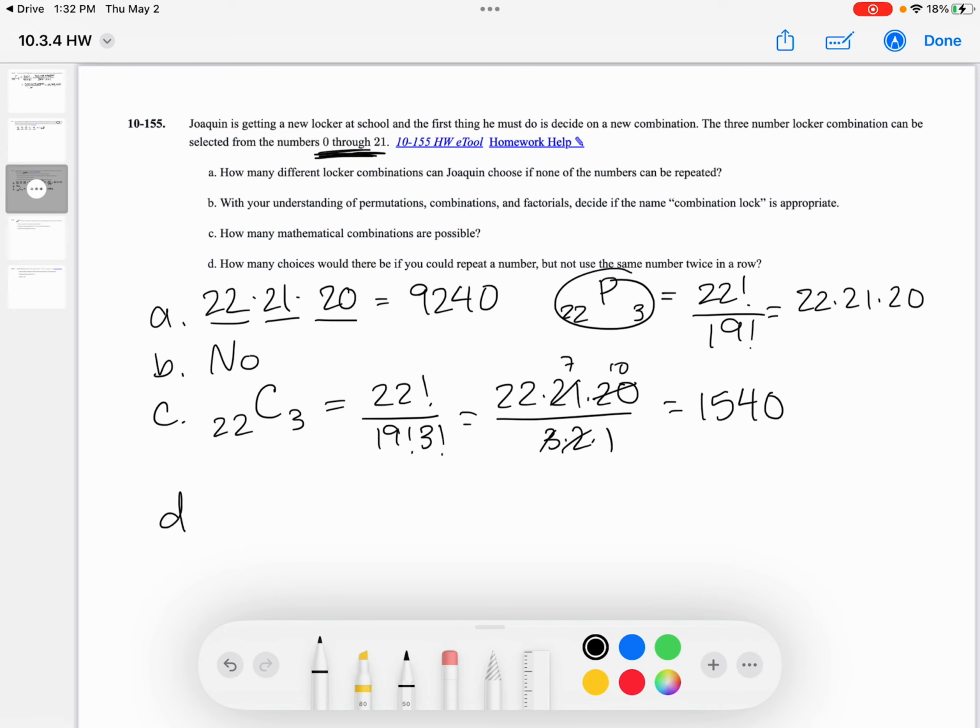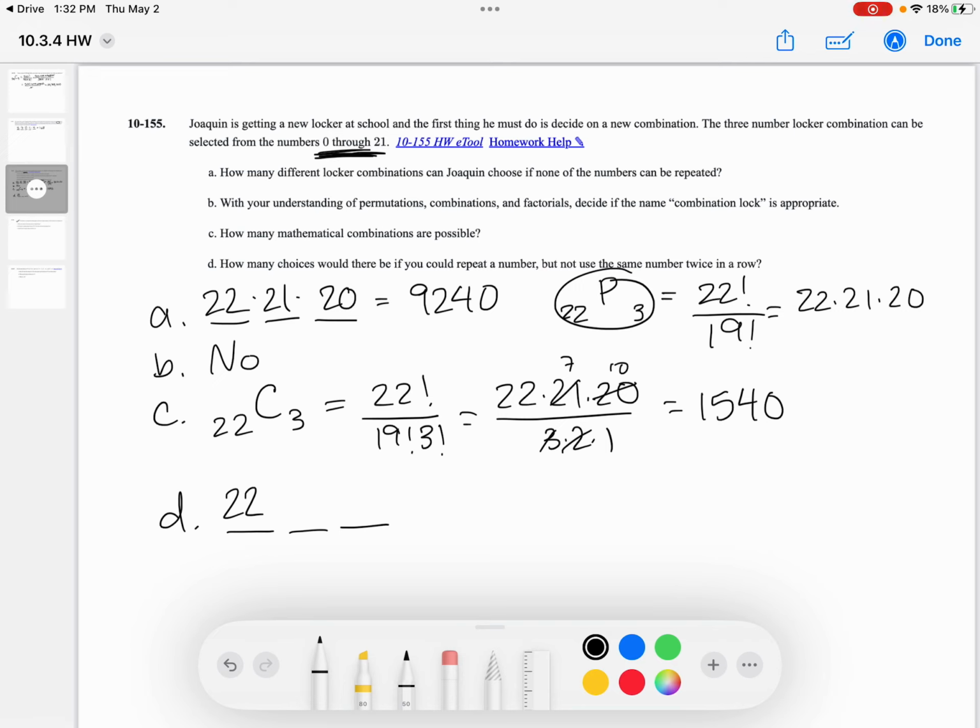Okay, let's think about part D. This is interesting. How many choices would there be if you could repeat a number, but not use the same number twice in a row? Okay, so this seems like a decision tree, or decision chart problem. How many ways could I choose the first number? Well, everything's available to me, so I have 22 choices.